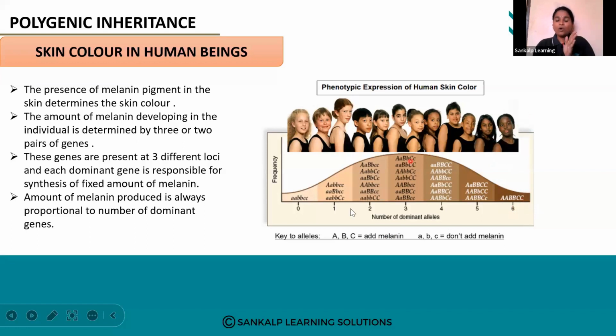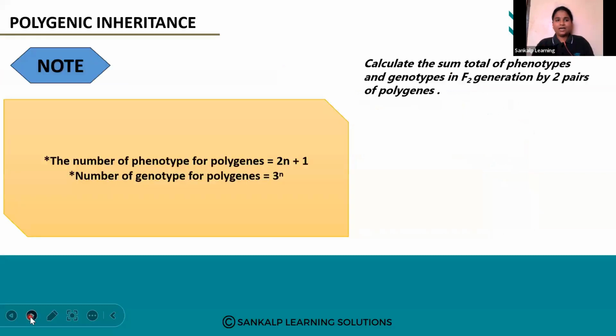So like this, how many dominant alleles are present, that much effect there will be. If the dominant alleles are more, addition of melanin to the skin color will be more, then we will be dark. If the alleles are recessive, if only a few dominant alleles are present, then less addition of melanin takes place, then we will be white. Understood this, all of you?